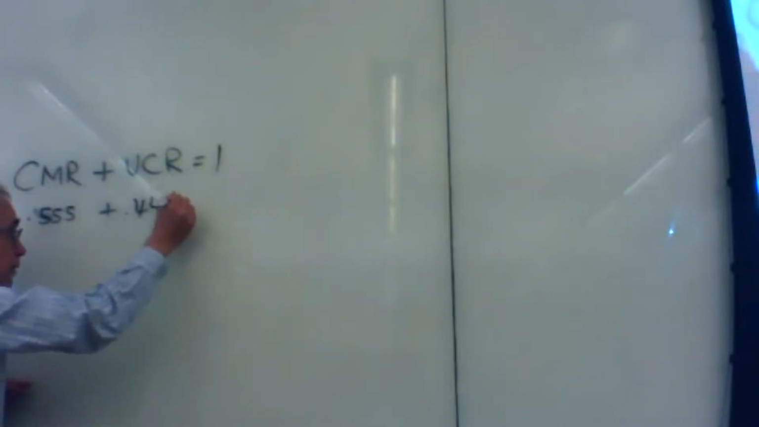Okay. So if we've got the contribution margin ratio plus the variable cost ratio, they add up to 1. Here's why. They are complementary. So in this case, we have 0.555 plus 0.444 in decimals. They add up to 1.